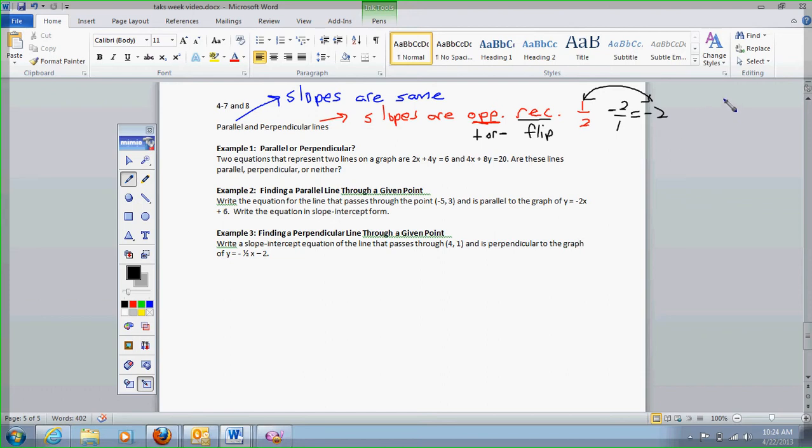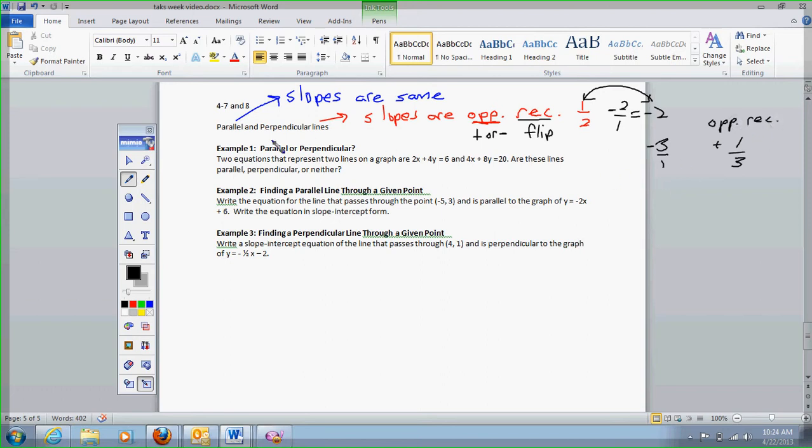Let's look at another. Let's say my slope was 3. Well, matter of fact, let's say it's negative 3. Opposite would mean that it's going to be positive now. And reciprocal means I have to flip it, but it's not a fraction. But that's okay because I can make any number a fraction by putting it over 1. Then I flip it and I get 1/3. So negative 3 has an opposite reciprocal that is 1/3.